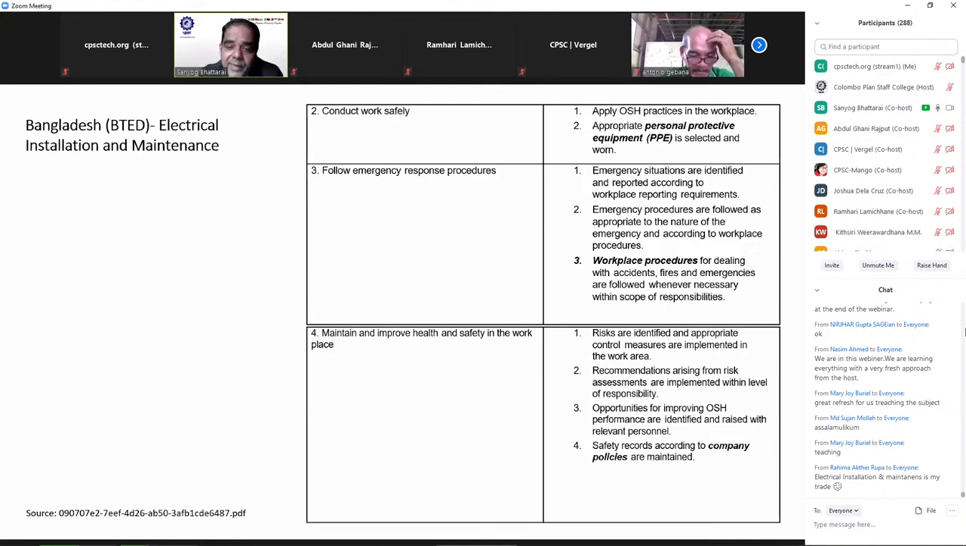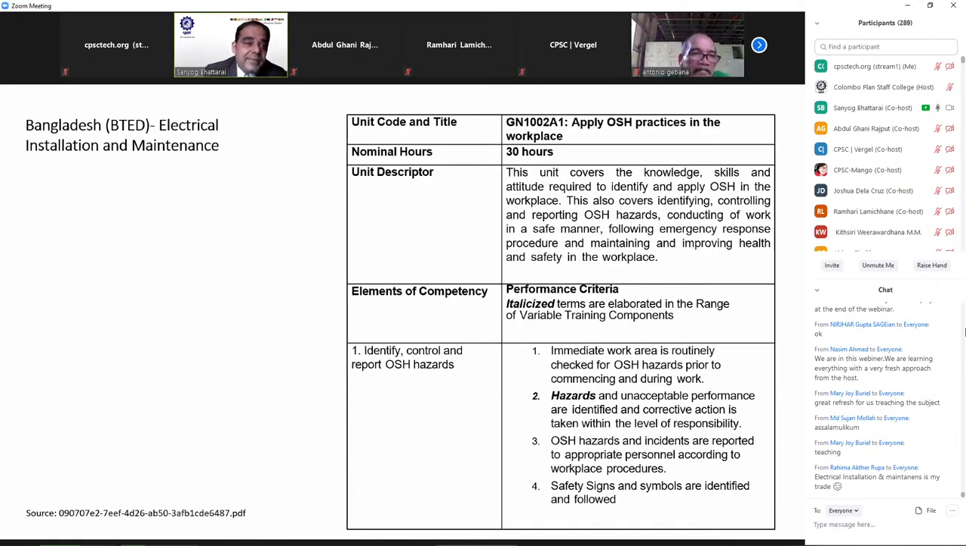In maintaining and improving health and safety in the workplace, one description can be: risks are identified and appropriate control measures are implemented in the work area. So this is one example from BTED Bangladesh, on the electrical installation and maintenance course. This is how they have designed the course for OSH.